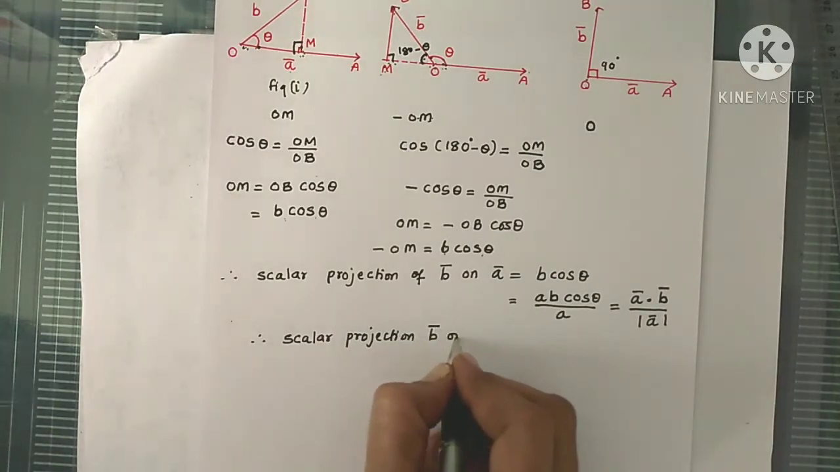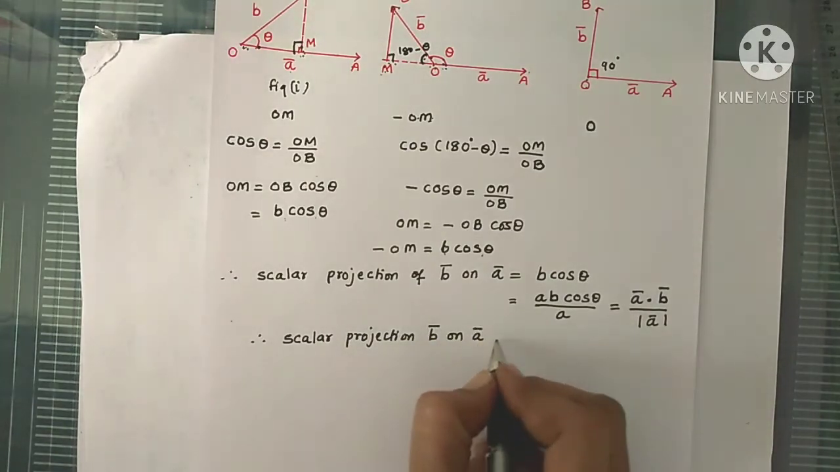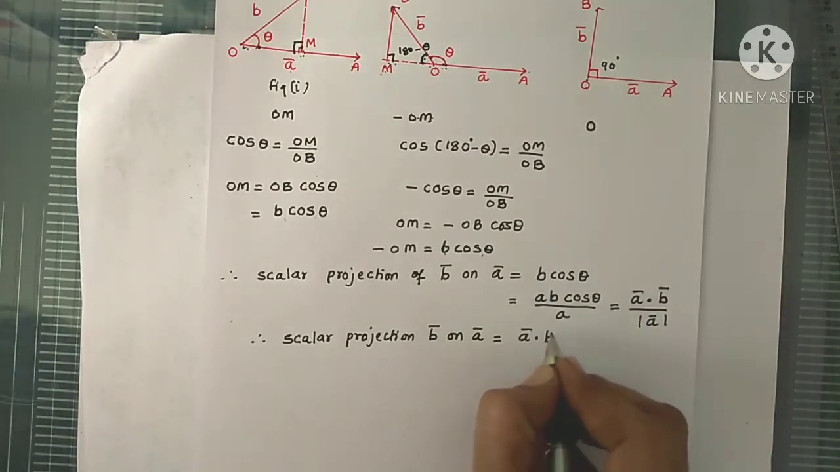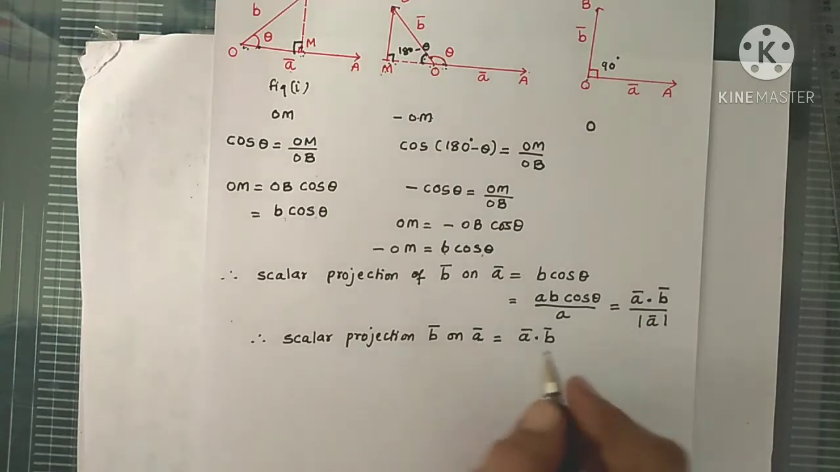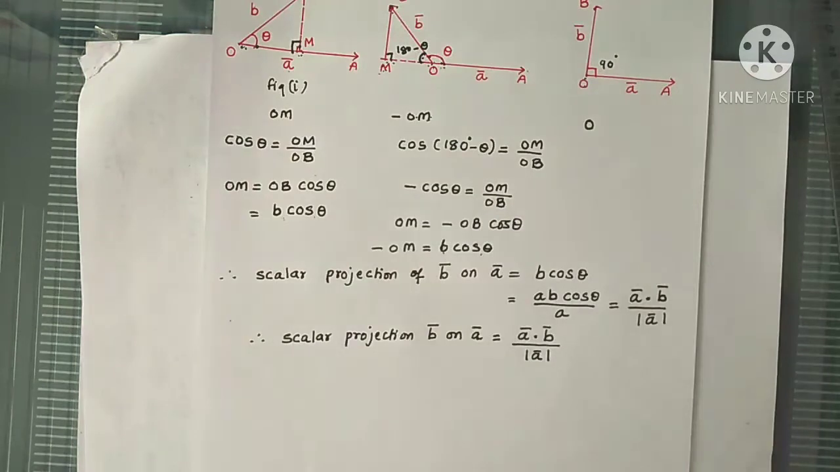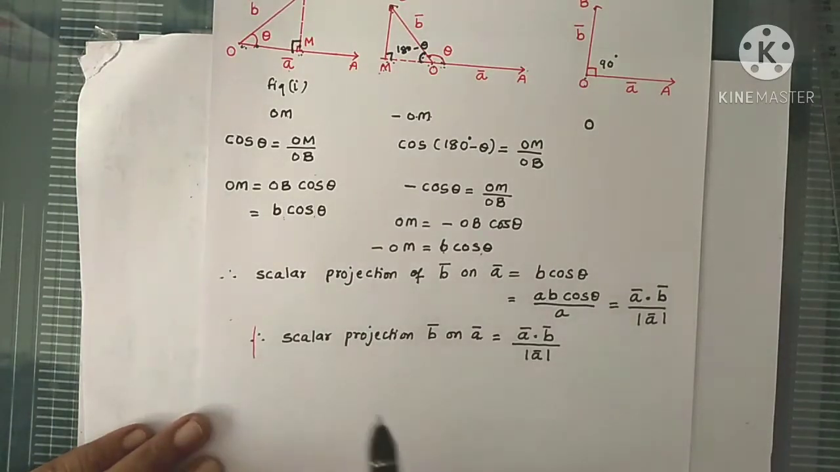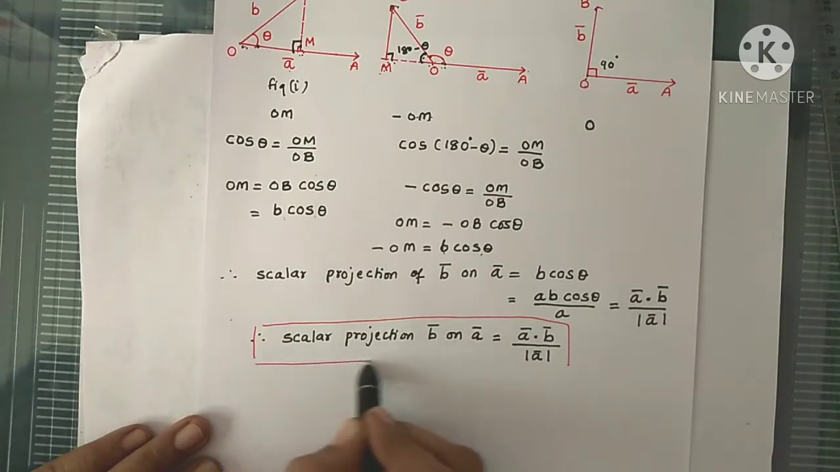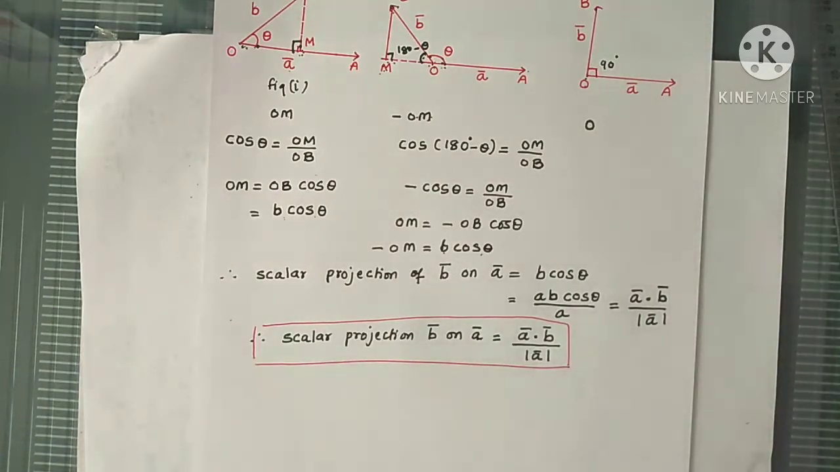See here, projection on which vector? On the other vector. That is important. Whenever it is on a vector, the magnitude of that vector we have to write in the denominator. So on A bar, we write magnitude of A bar in the denominator. If it were scalar projection of A bar on B bar, then in the denominator we would have modulus of B bar. So this is the formula for scalar projection.